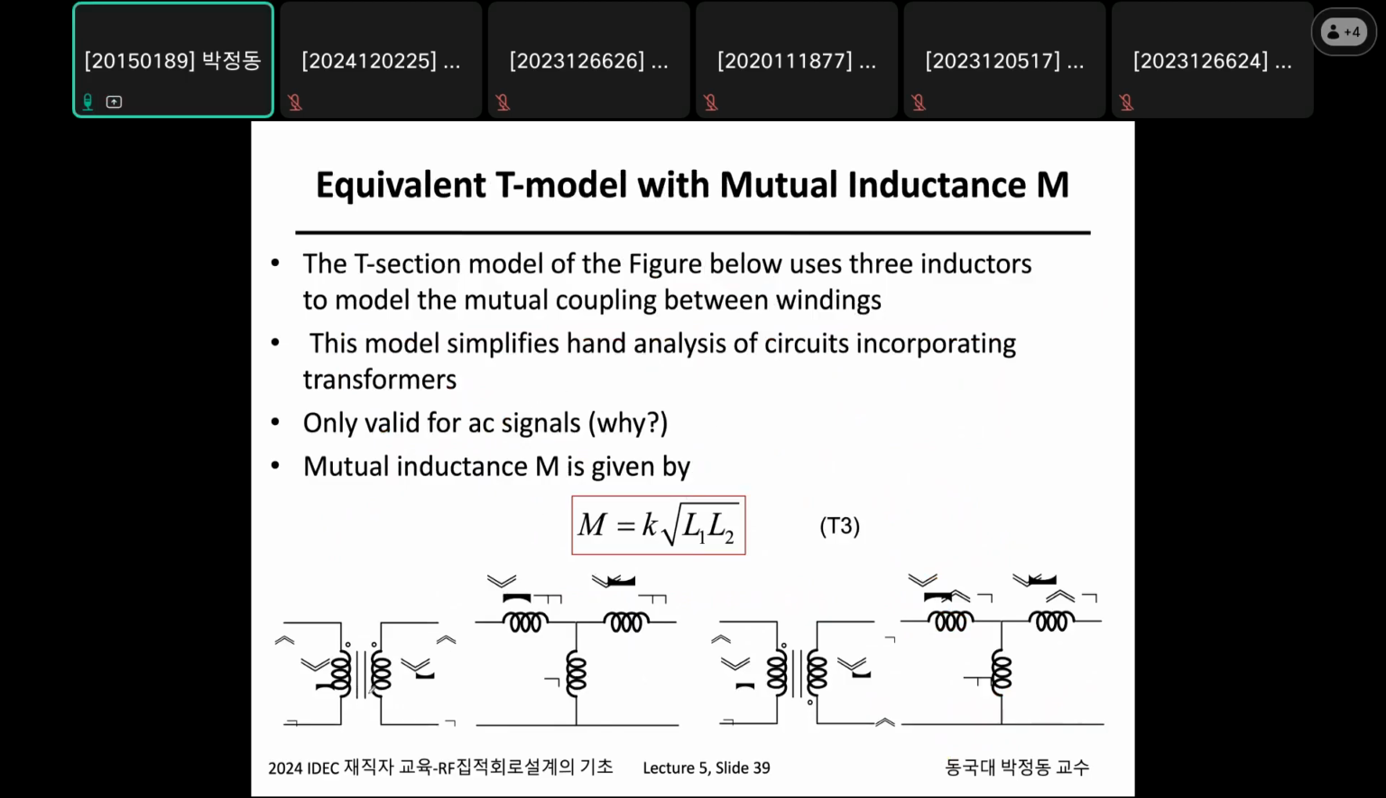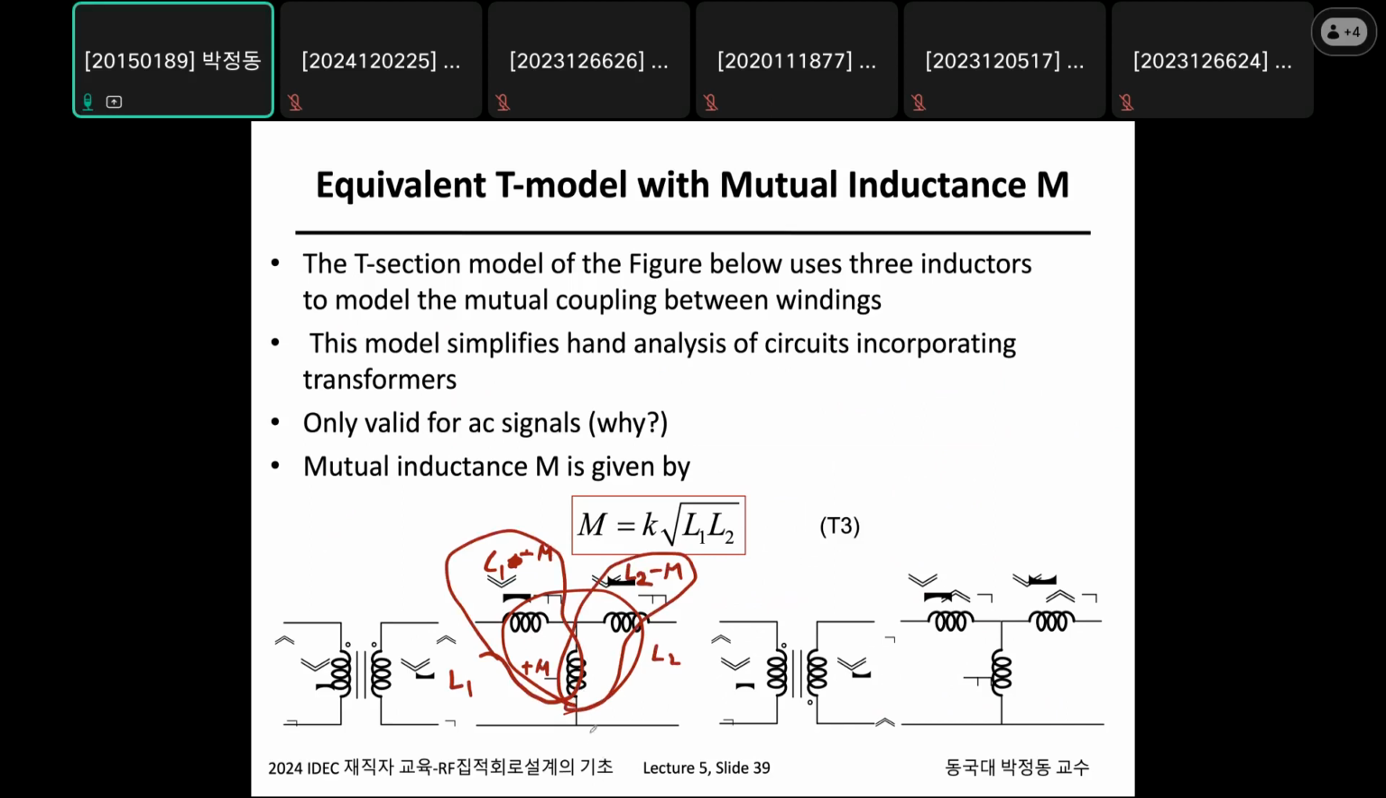We may also use this T model. If this is positive, then L1 plus M, and this is minus M. This is L1 minus M. So the total inductance shown at this point is L1. The total inductance shown at this point is L2.